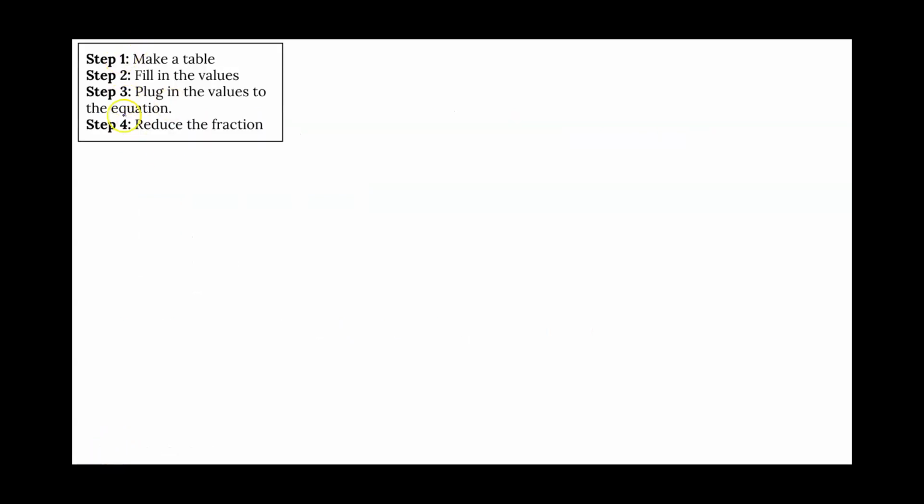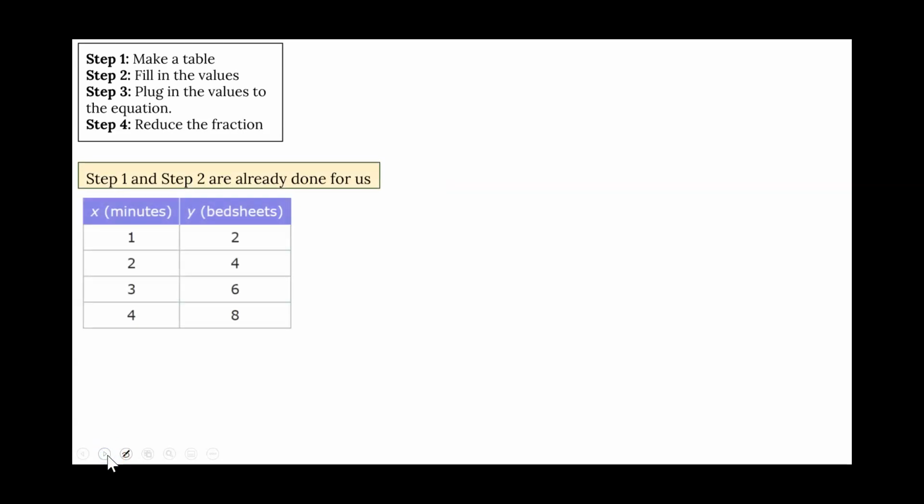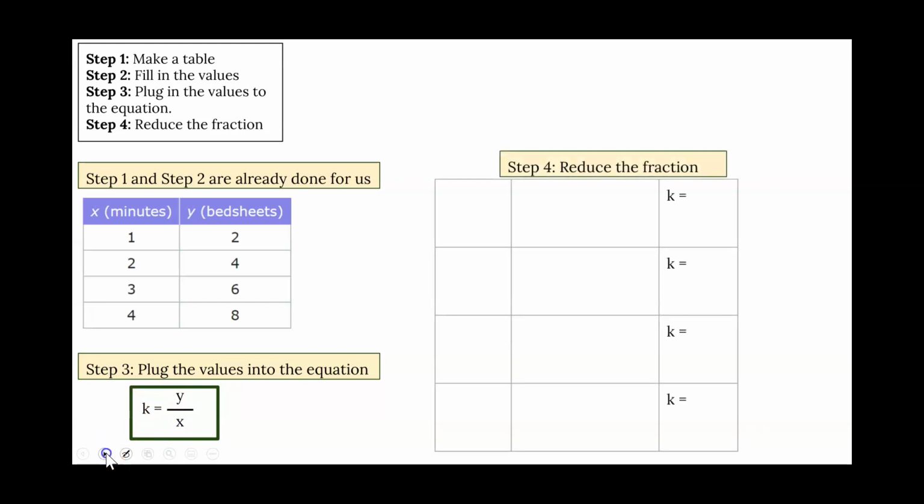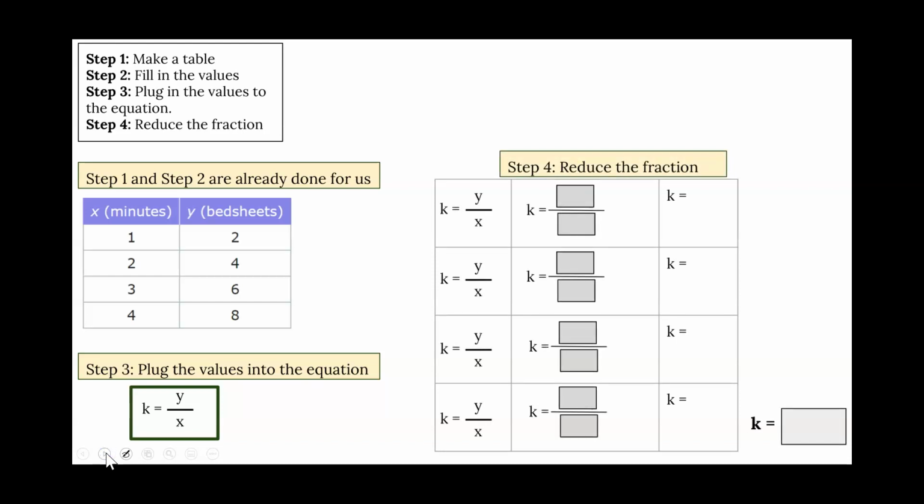So here are 4 steps that we're going to be following. Step 1 and step 2 are already done for us because the table was already made and the values are already filled in, so that's great. We're now on step 3 where we're going to plug the values into the equation. Our equation is K, and K stands for the constant of proportionality. K equals Y over X. So step 4, we're going to plug it in and we're going to reduce the fraction. So here we go.